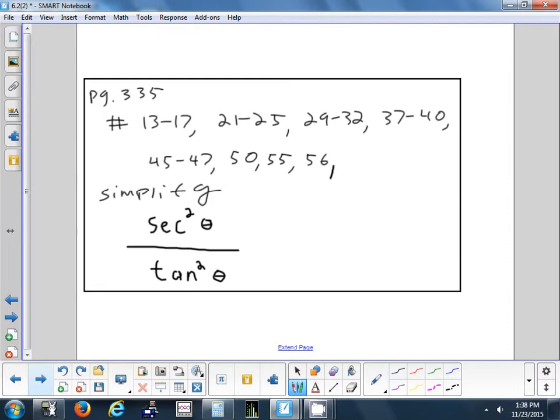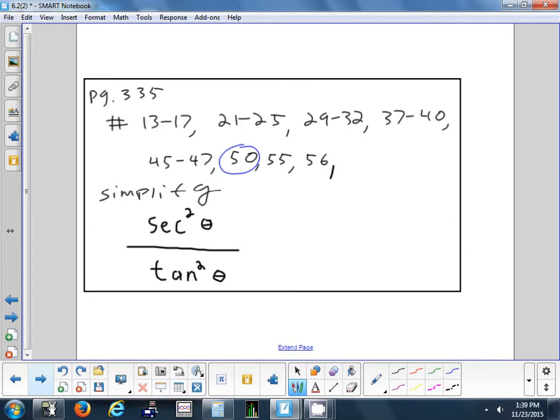All right. So homework tonight. It's a lot of just short little pieces of the section, but it's page 335. 13 to 17, 21 to 25, 29 to 32, 37 to 40, 45 to 47, 50, 55, and 56.